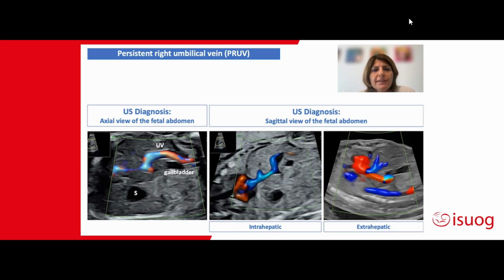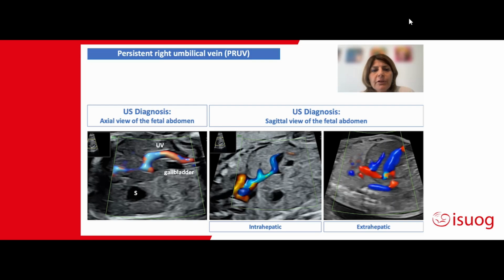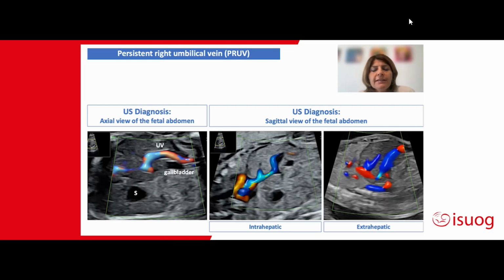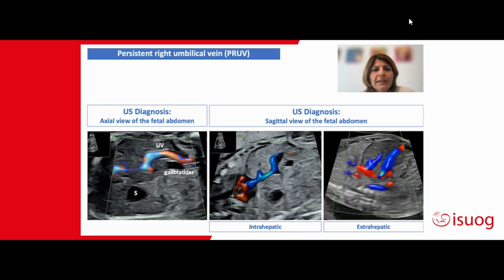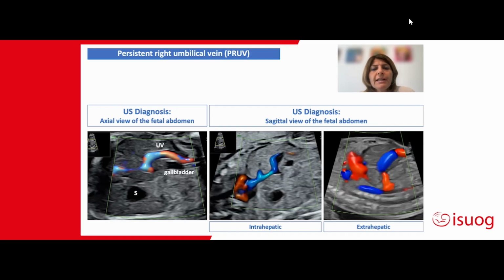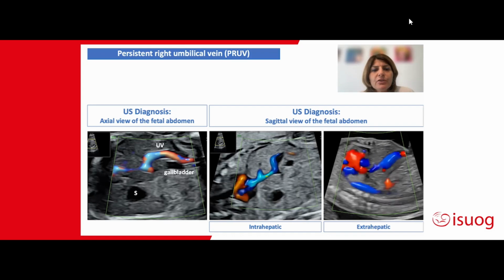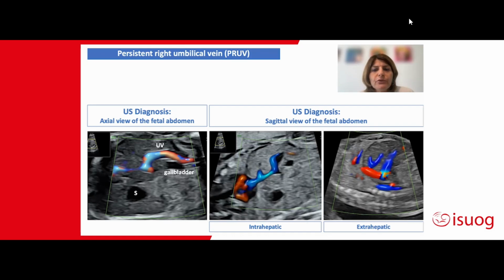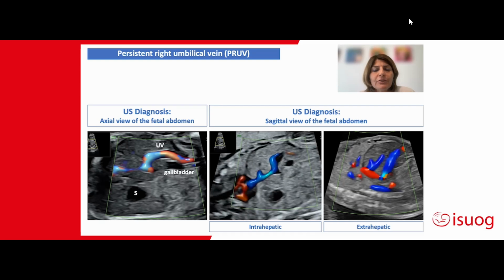Color Doppler enhances the visualization of the umbilical vein's curvatures in case of right umbilical vein. It is crucial to distinguish two different forms, the intrahepatic and extrahepatic. The intrahepatic form is the most common. An extrahepatic persistent right umbilical vein is described as coursing anteriorly on the surface of the fetal liver until it connects directly to the right atrium or to the inferior vena cava, as you can see in the video clip on the right side of the screen.